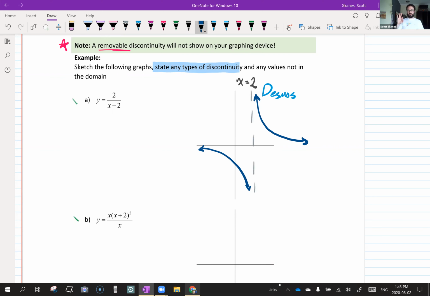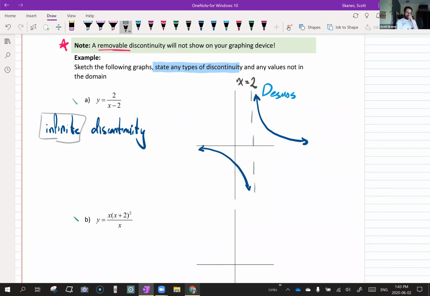We only have 3 types. Is it an infinite, a jump, or a hole? Well, hopefully, it's what, sorry? An infinite. Infinite, yeah. It goes up to infinity and down to infinity. So all we need to do is say it's an infinite discontinuity. So really the word infinite is all I'm looking for.